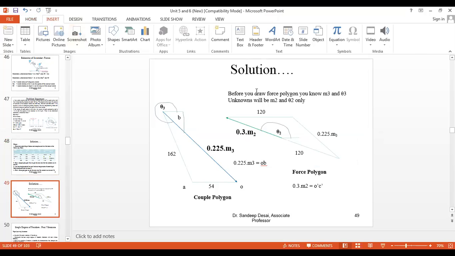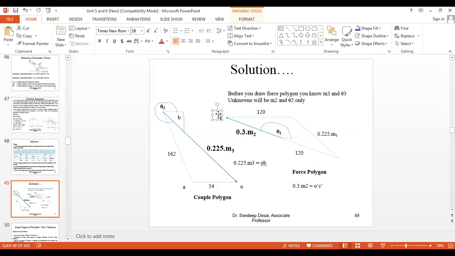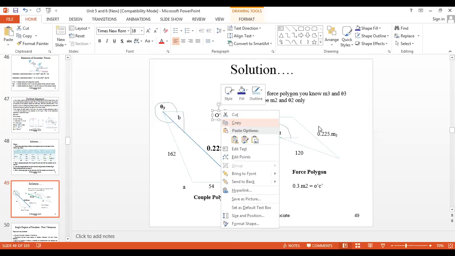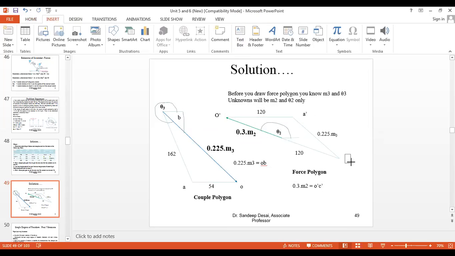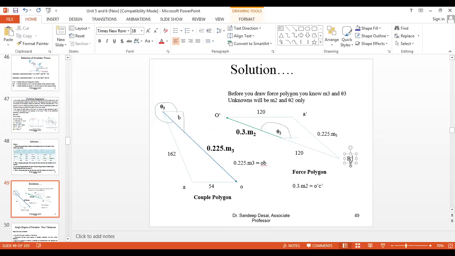Now once again, you should name it as, let's say this as O dash. Then this has A dash. Then this has B dash. That's it. This should be small. So 120 is the magnitude of the force, angle is 0.